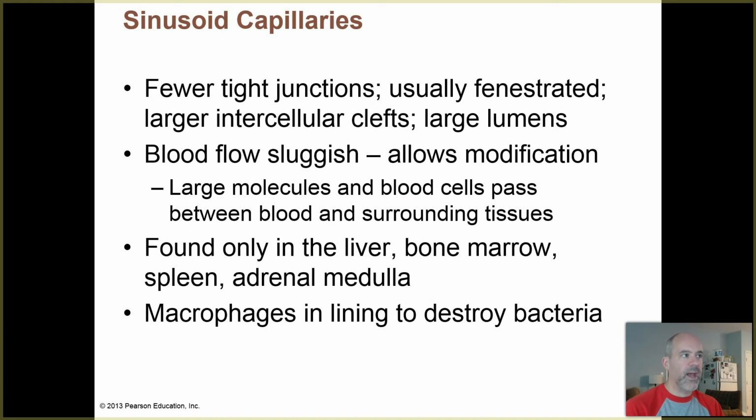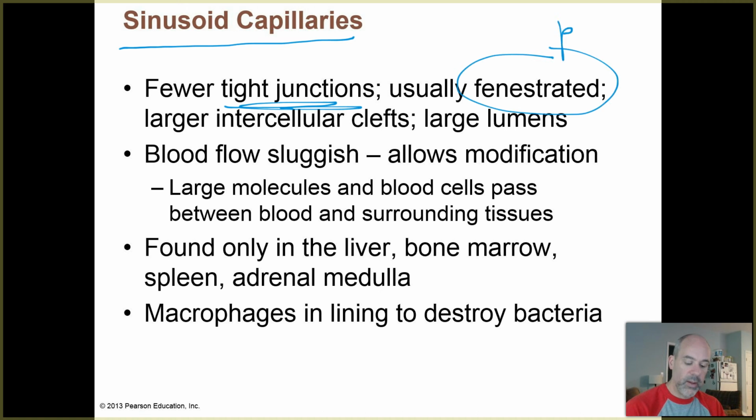All right, the third type of capillaries, these are the leakiest of all, the ones where it's the easiest for things to move in and out, and these are called sinusoid capillaries. So they don't have as many tight junctions between the cells in the wall. They usually have fenestrations, the pores, and the clefts between individual cells in the walls of these capillaries are bigger. The cracks are bigger, more or less.